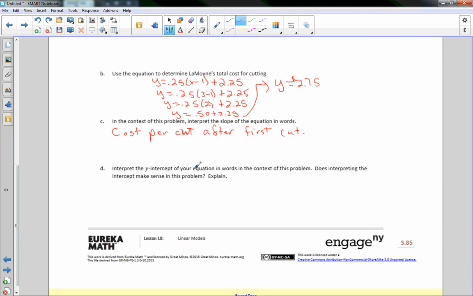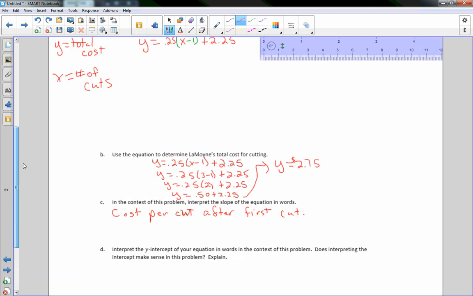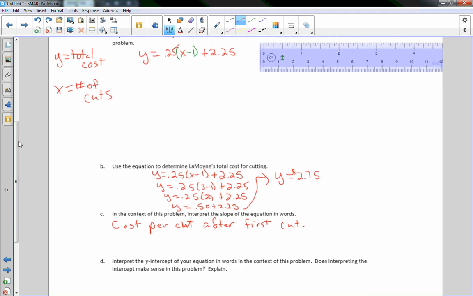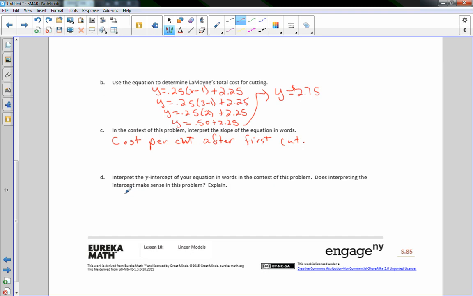Okay. D, interpret the y-intercept of your equation in words in the context of the problem. Well, the y-intercept is when you have had no cuts done, or maybe even, actually not no cuts, one cut. Because you're not going to set up the machine and charge $225 and say, I'm not going to cut it. That makes no sense. So if you get one cut, that first cut is free. So that would still be zero plus the setup fee. So the y-intercept is the cost to make one cut after setup, because I charged $225 to set up the machine, and then the first cut's free, so therefore the price didn't change. The setup fee is the setup fee.